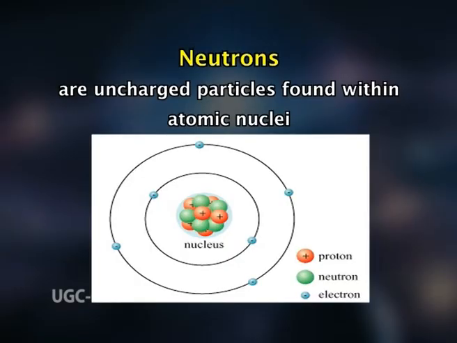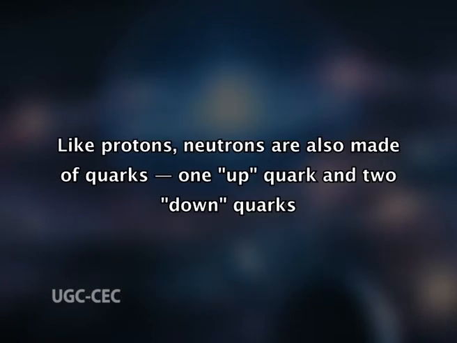Neutrons. Neutrons are uncharged particles found within atomic nuclei. A neutron's mass is slightly larger than that of a proton. Like protons, neutrons are also made of quarks, one up quark and two down quarks. Neutrons were discovered by James Chadwick in 1932.